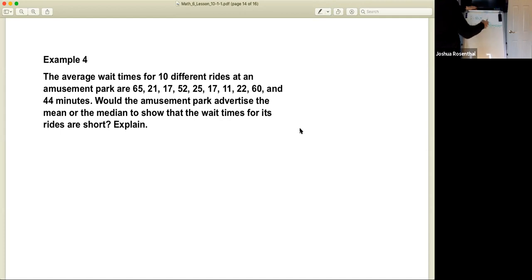So if I'm advertising, you would clearly want to use the median, because you would want to advertise that your average wait time is 23.5 minutes. Okay, and people are more likely to come. Okay, there are plenty of people that are willing to wait 65 minutes. Plenty, I promise you. I see them in line.